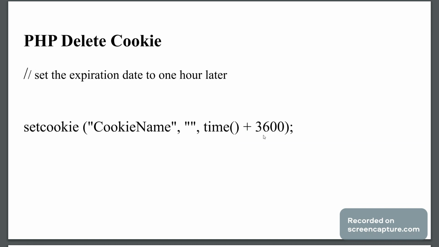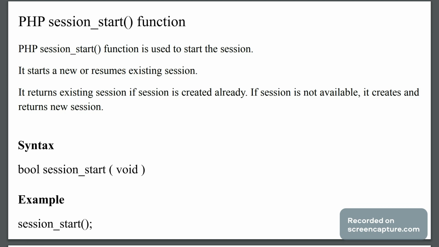1 minute has 60 seconds, so 3600 seconds means after 1 hour. Since the cookie is created, after 1 hour it will be deleted. If you want the cookie to be deleted immediately when the browser closes, we can give minus here instead of plus. So this was about cookie.